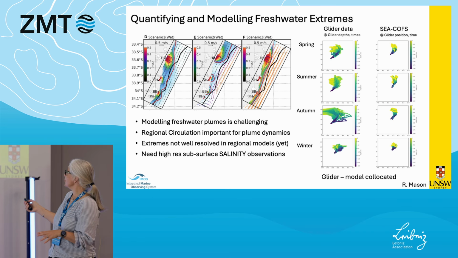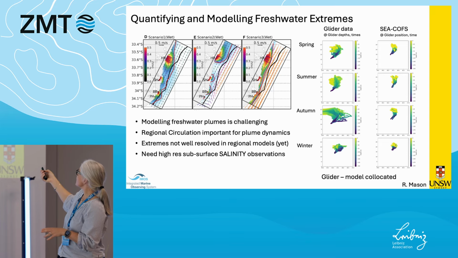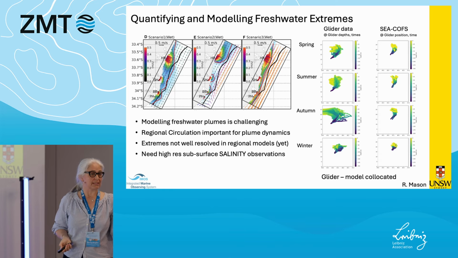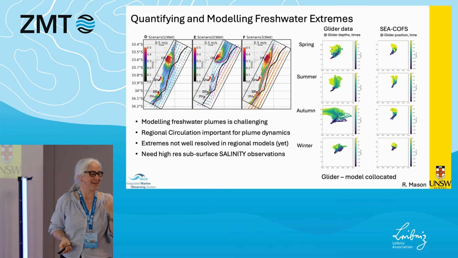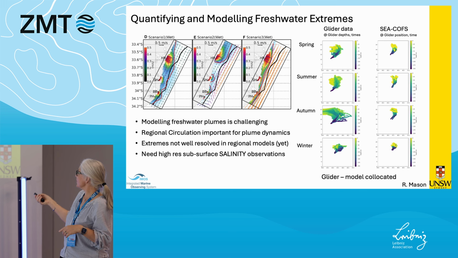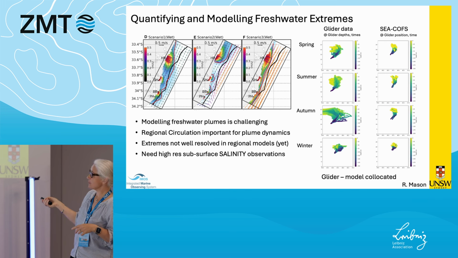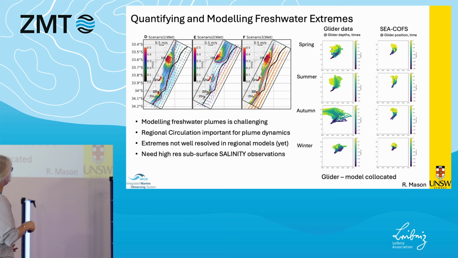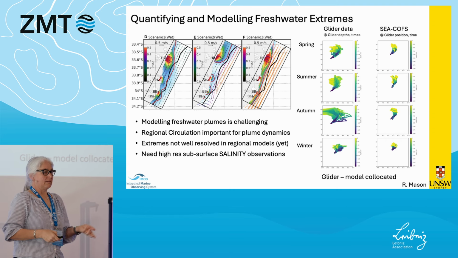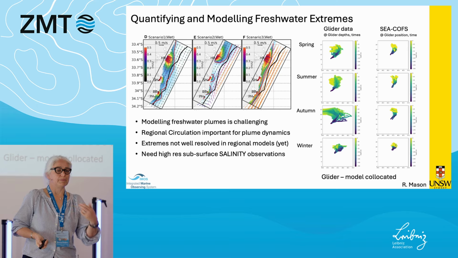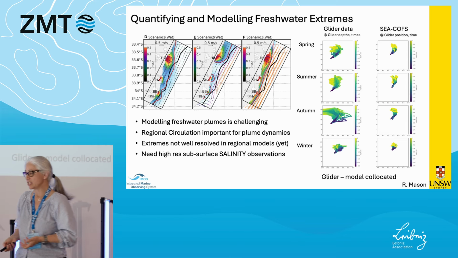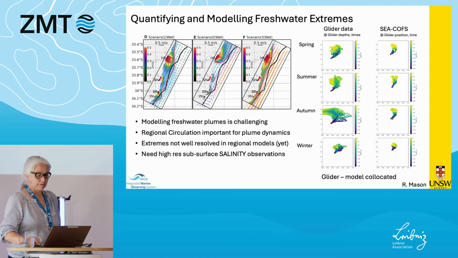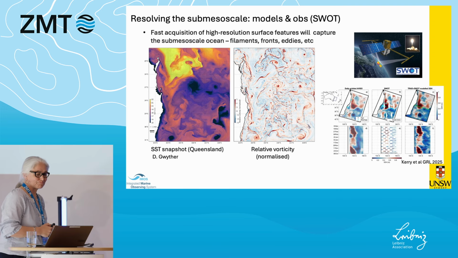But I can show you, comparing our glider observations with our model in TS space, again, they're supposed to look the same, right? They don't look the same. The extremes are not captured in our model. So the freshwater extremes, these extreme events driven by extreme rainfall, are not well represented in the model. And that's a work in progress for us. How do we improve the quality of the freshwater information that's coming into our model? And perhaps it's not something I can solve in a hurry, but we're working on it.